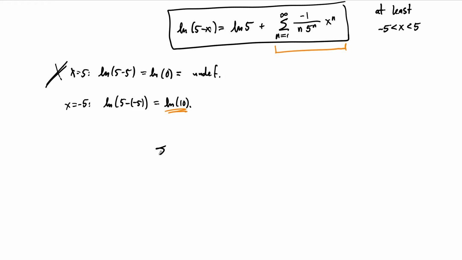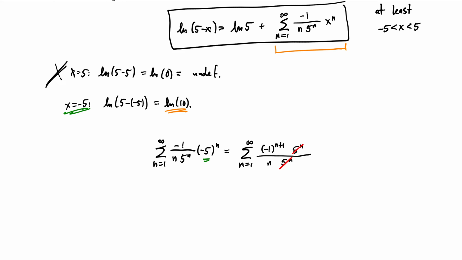So let's find out. If we plug in here a negative 5, we have negative 1 over n times 5 to the n times negative 5 to the n, right? We've plugged in negative 5 for x, and then we just compare. So this is now the sum, n from 1 to infinity. This is now going to be negative 1 to the n plus 1. We've got negative 1 to the n and another one here, times 5 to the n upstairs, times n 5 to the n downstairs, right? These two cancel. And look what we're left with.